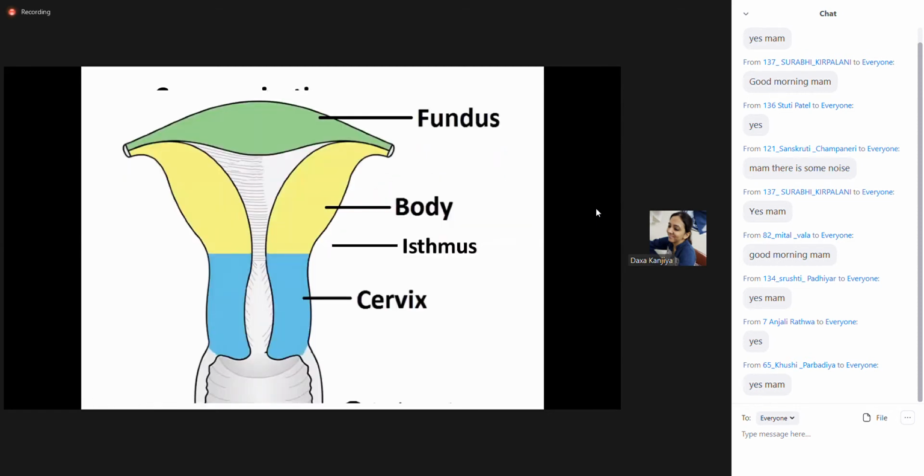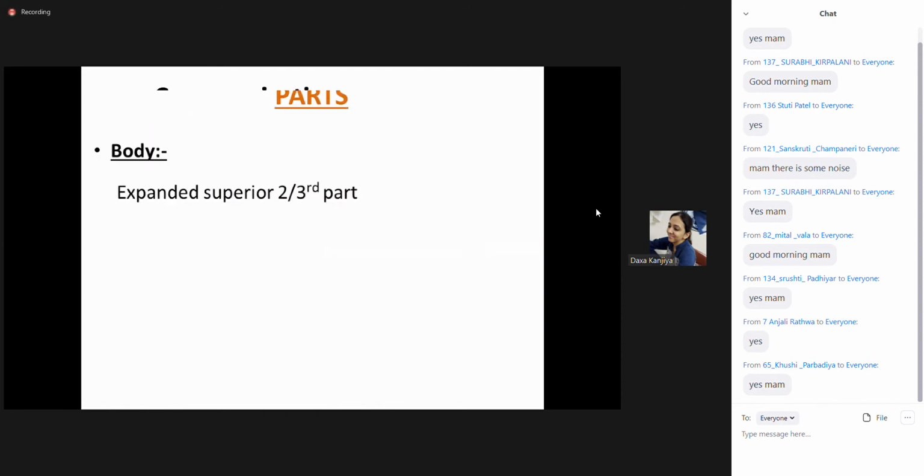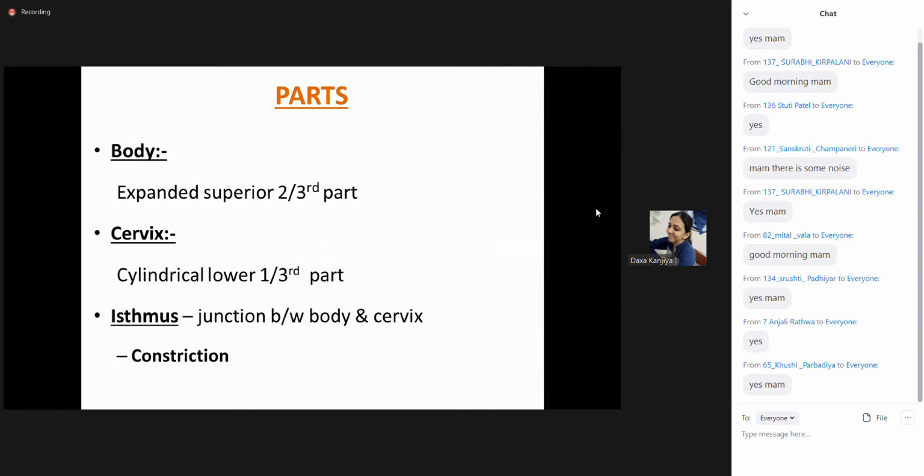Again, you can see the four parts. The upper portion is the fundus. The fundus has no cavity. The body has a cavity, which is triangular in shape in coronal section. The junctional point between the body and cervix is the isthmus, which is a slightly constricted portion. Here you can see the slight constriction. And the lower part is the cervix. So the body is the upper expanded two-thirds part, the cervix is the lower cylindrical one-third portion, and the junction between the body and cervix, that constricted portion, is called the isthmus.